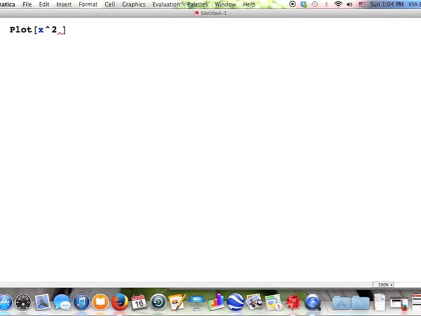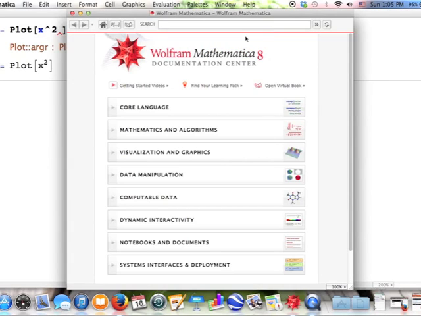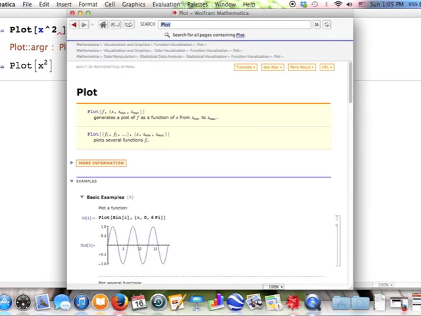Now it turns out that this is not enough for it to plot, because if I just do it, it says, oh, I didn't give it enough information inside. I only told it one argument, which in this case is the x squared. I didn't give the second argument. So I can come back here to the Documentation Center, type in Plot, and here it is.